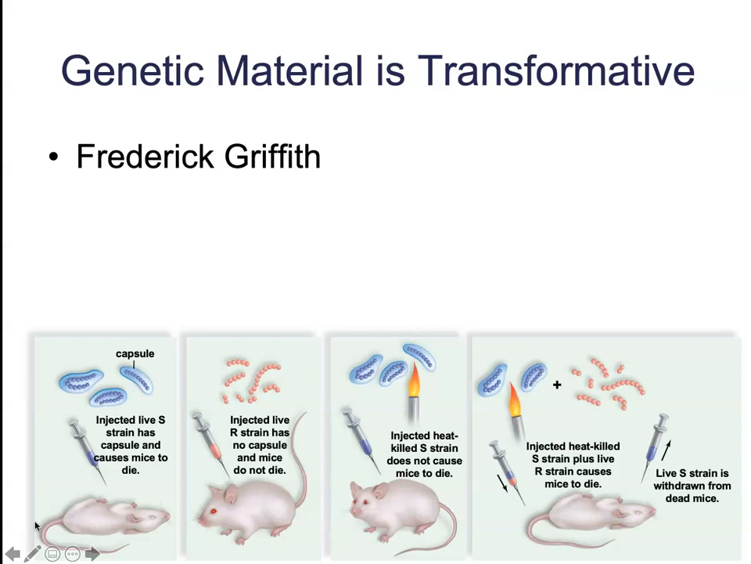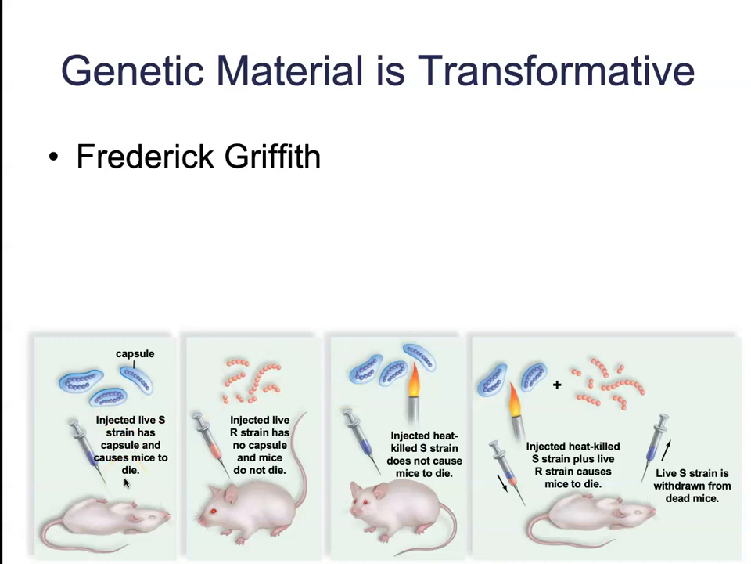He also noticed that when he injected these strains into mice, only the S strain was virulent. The R strain had no effect in mice at all. So he set up the following experiment. He injected mice with the S strain, and predictably they died.